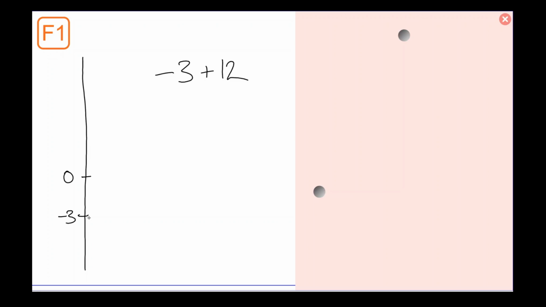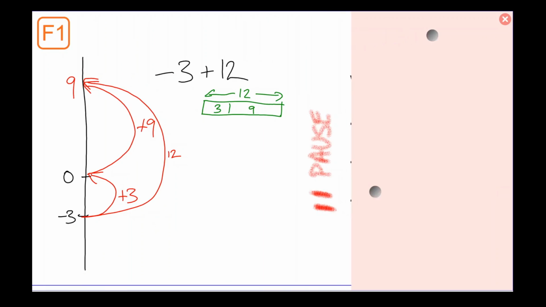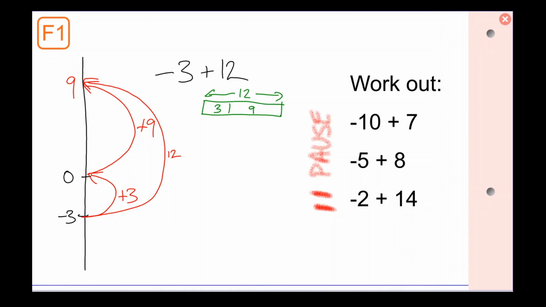Again, I'm going to do it in 2 jumps. So firstly, I'm going to add 3. Then I'm going to add 9, which takes me to 9. And all in all, I've added 12. How do I know I can do this? I know I can split 12 into 3 and 9. Here are some examples for you to try. Pause the video. The answers will come in a moment.